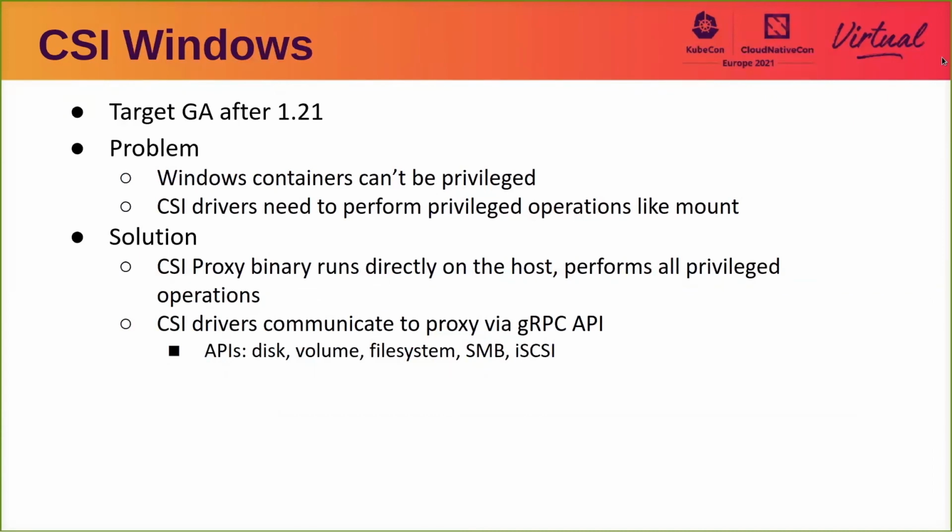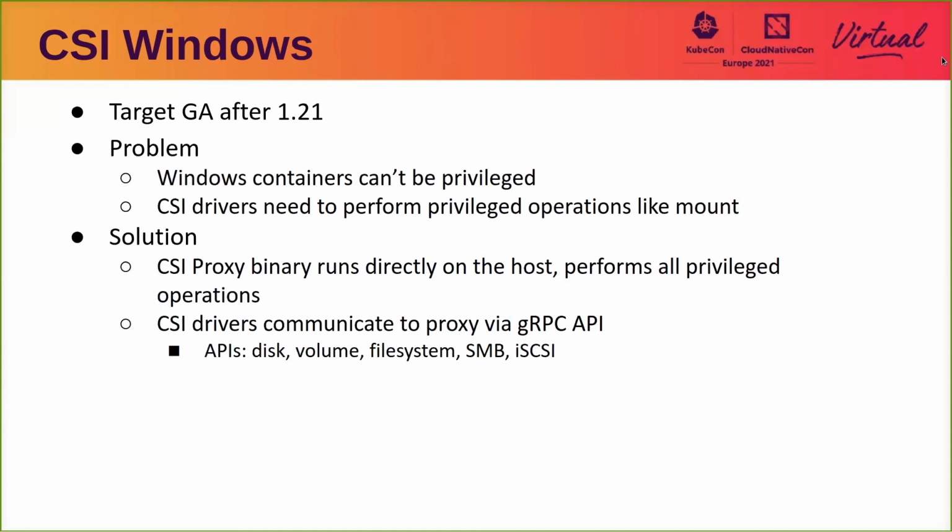Now I'm going to talk about CSI Windows. CSI Windows is targeting GA after the 1.20 Kubernetes release. There are challenges for CSI drivers to work on Windows. Windows containers are not privileged. However, CSI drivers need to perform privileged operations such as mount and unmount. The solution is to have a privileged proxy binary named CSI proxy that runs as a native Windows process on the Windows nodes, configured as a Windows service.